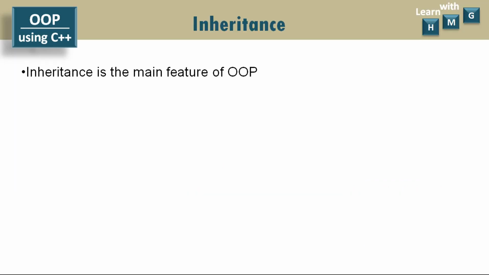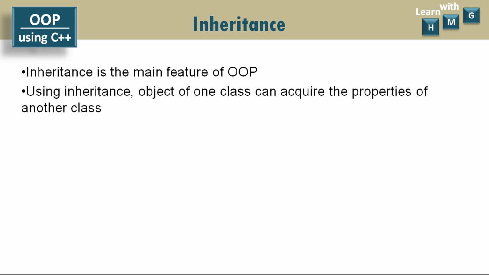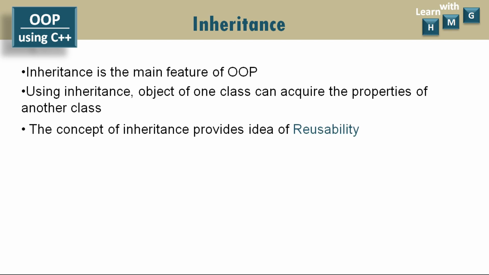Inheritance is the main feature of OOP. Among the various concepts of object-oriented programming, inheritance is the main concept. Using inheritance, an object of one class can acquire the properties of another class. So whenever we are creating a new class, we can use the properties of an existing class by acquiring it. The concept of inheritance provides the idea of reusability.